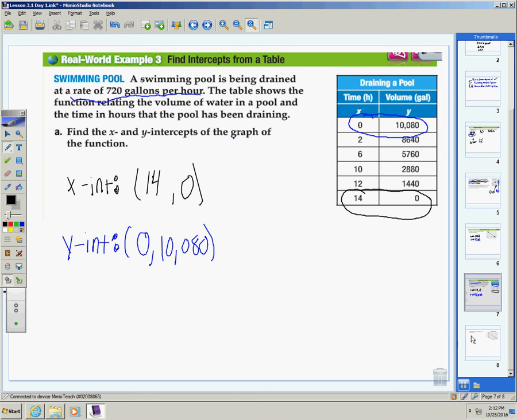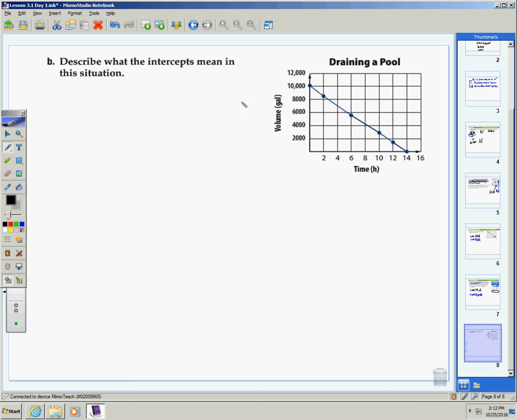Now we want to describe what the intercepts mean in this situation. Here's our actual graph. Here's where I need to look at what x means. X means time, y means volume. So if I'm draining a pool, when time's 0, my intercept shows how many gallons were in the pool when it started.